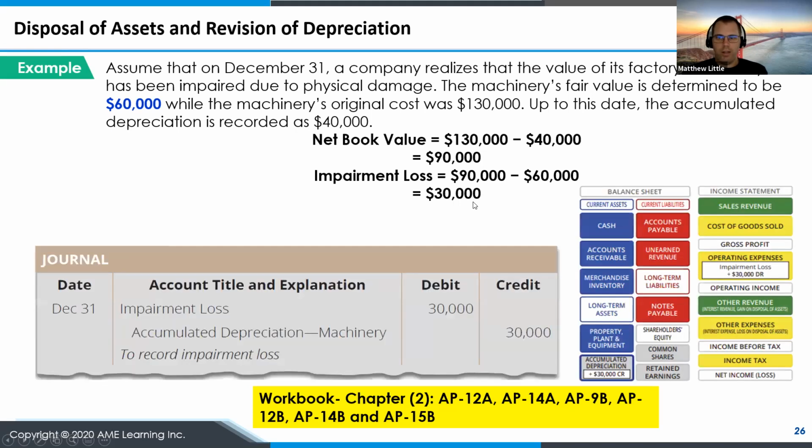To make this right on our books, we would debit impairment loss, which hits our income statement, for $30,000, and credit the accumulated depreciation. So therefore, we're adjusting our net book value by doing an adjustment to an impairment loss expense account. You don't just increase depreciation expense when you have an impairment due to market conditions. Okay.